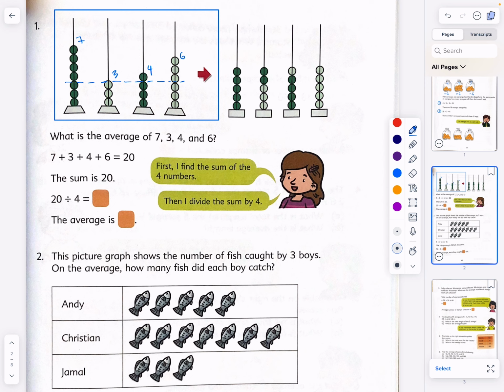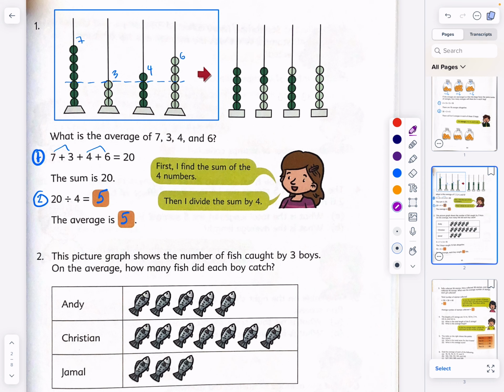Well, we can do it in 2 different ways. Step 1, we first find the sum of all 4 pins. Let's add up all the beads together. 7 plus 3 is 10, 4 plus 6 is 10, so the total number of beads is 20. Now, step 2, if we have 4 pins, it gives us exactly 5 beads per pin. So we can say the average is 5 beads per pin.